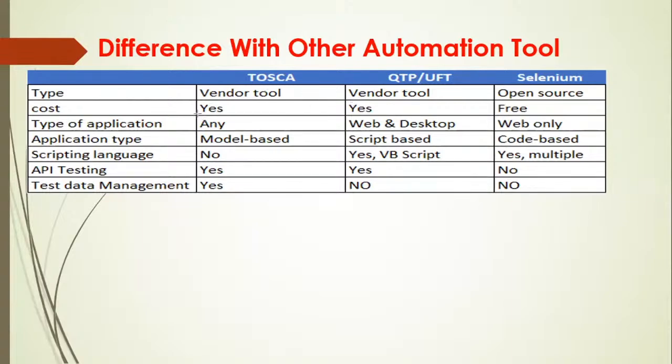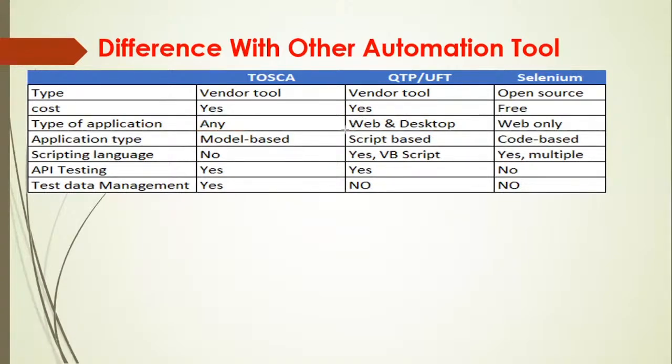And for the type of application, there are no restrictions here in TOSCA. We can automate any kind of application. But coming to UFT, using UFT we can automate only web applications or desktop applications. But Selenium supports only web-based applications. That's it. And TOSCA is always a model-based automation tool. It supports model-based application types.